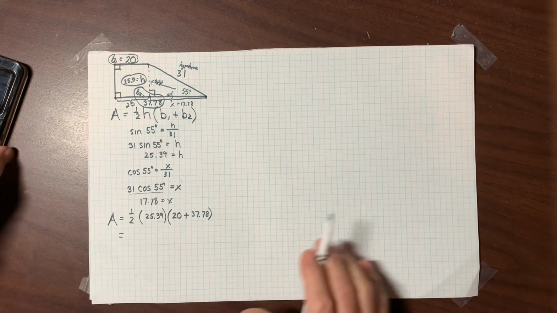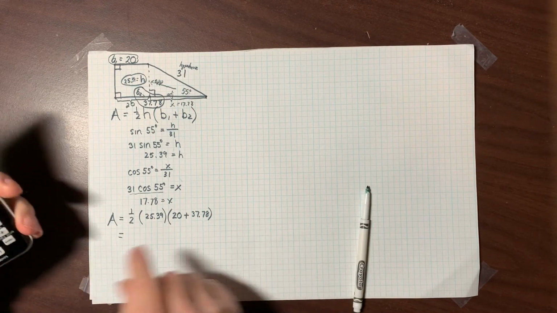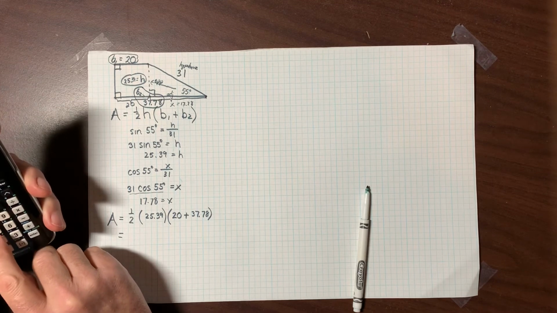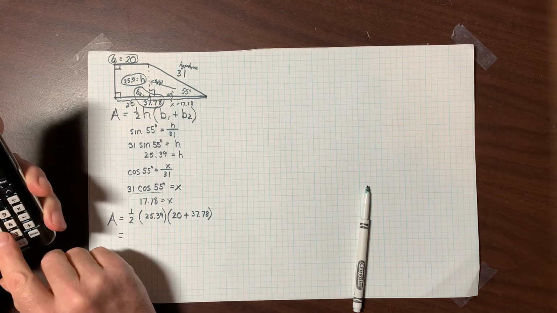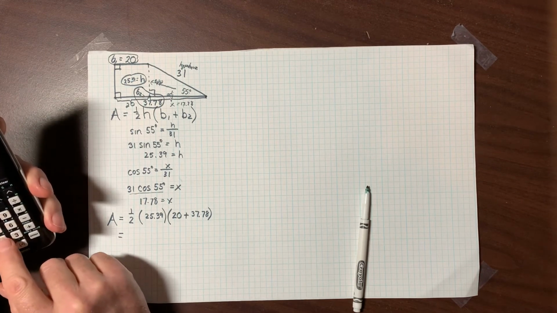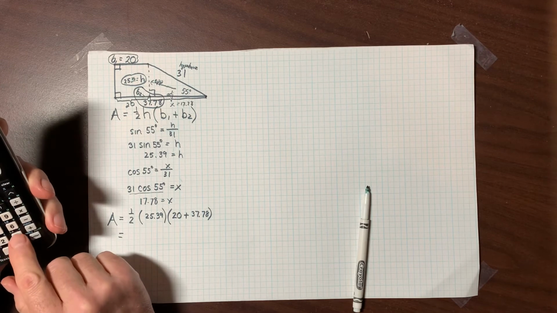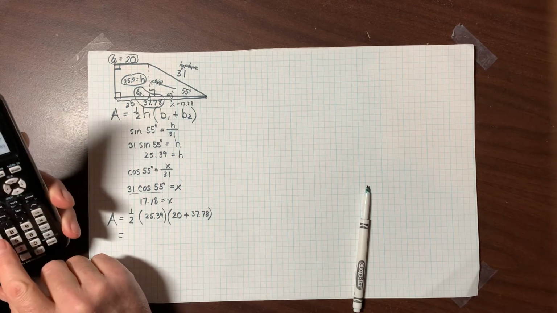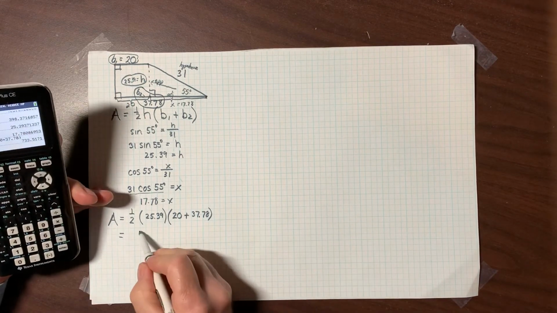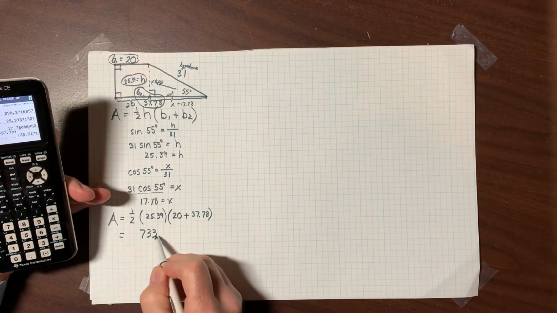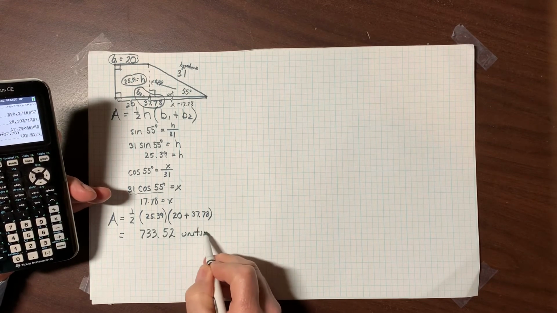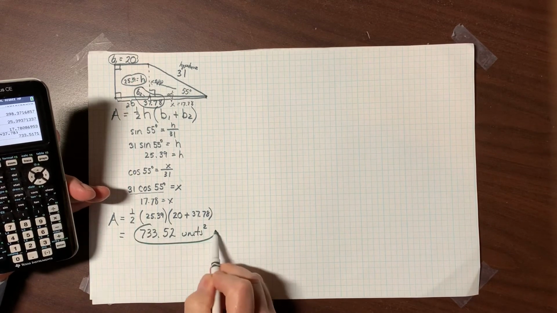Folks, I'm going to pick up my calculator and do this all at one time. I'm going to use 0.5 for half. So I'm going 0.5 times 25.39. Then I'm going to open parentheses and do 20 plus 37.78, close the parentheses, enter. And I'm coming up with an area of 733.52 square units for my answer here.